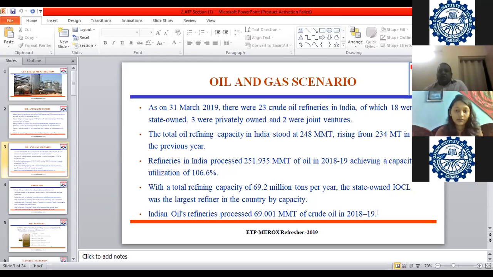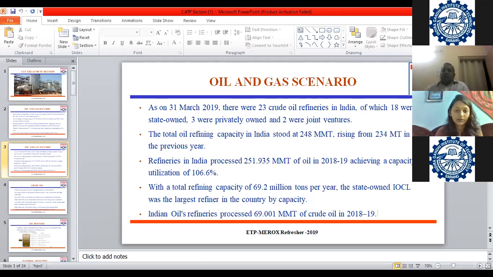As on 31st March 2019, there are 23 crude oil refineries in India, of which 18 are state-owned, 3 are privately owned, and 2 are joint ventures. Of the 23 refineries, 18 are state-owned, as you may know: IOCL, HPCL, BPCL are all state-owned oil companies. The 3 privately owned are Reliance, SR Oil, and Mittal Refineries in Bhatinda. The 2 joint ventures are Bina Refinery in Madhya Pradesh and Numaligarh Refinery in Assam.